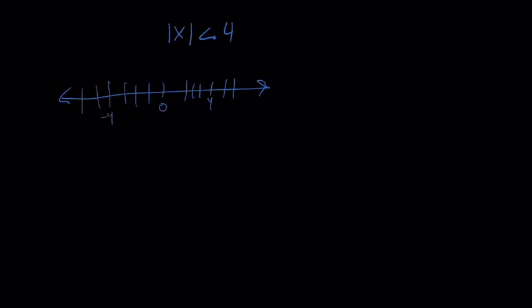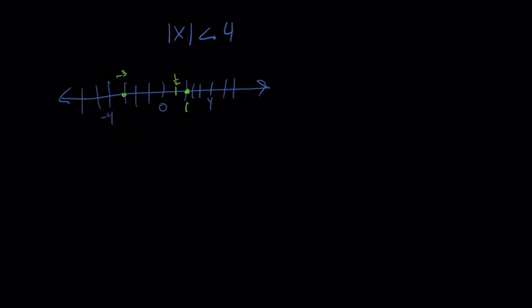So let's say I have the absolute value of x is less than 4. Let's take a look at a number line. So what are some values that I could substitute in for my absolute value to be less than 4? Well, I could substitute in, how about a half? I could substitute in 1. I could substitute in -3. All of those values would have an absolute value less than 4.